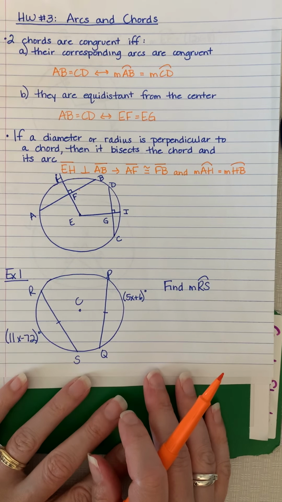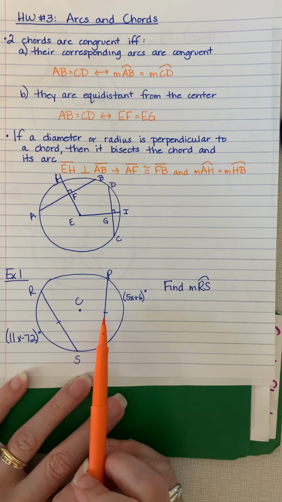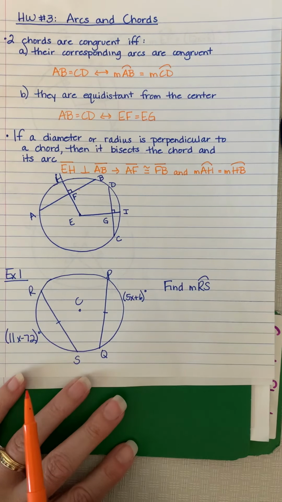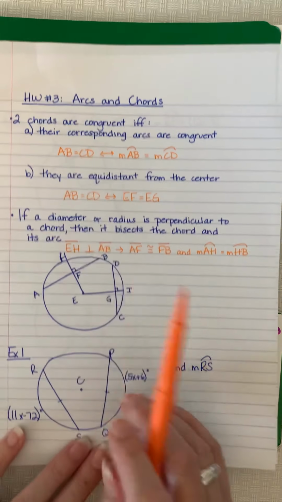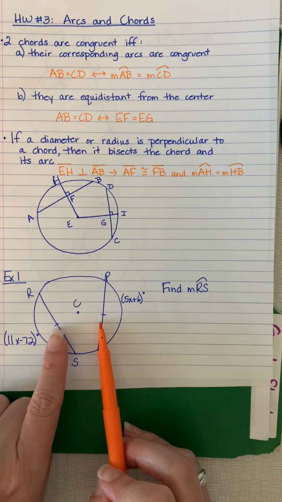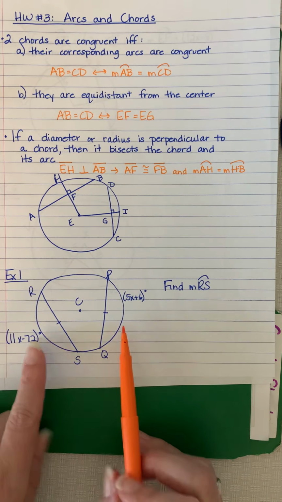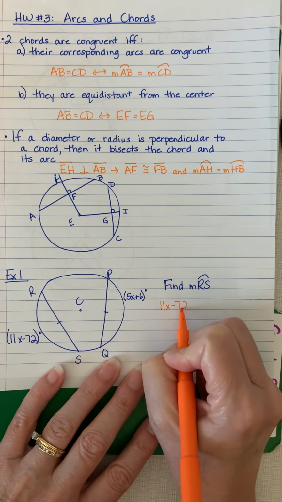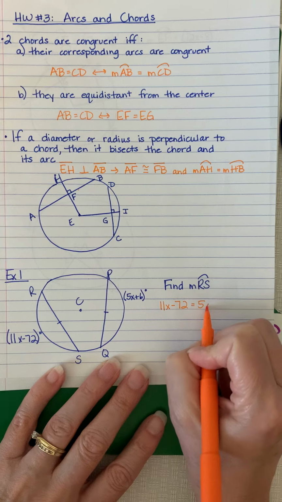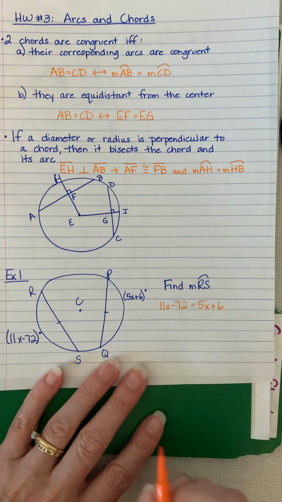So example 1, if we look at this picture, we see these two chords are congruent. If two chords are congruent, then their corresponding arcs are also congruent. So if these chords are congruent, then these arcs are congruent. So we can say that 11x minus 72 will equal 5x plus 6. And then we just solve.